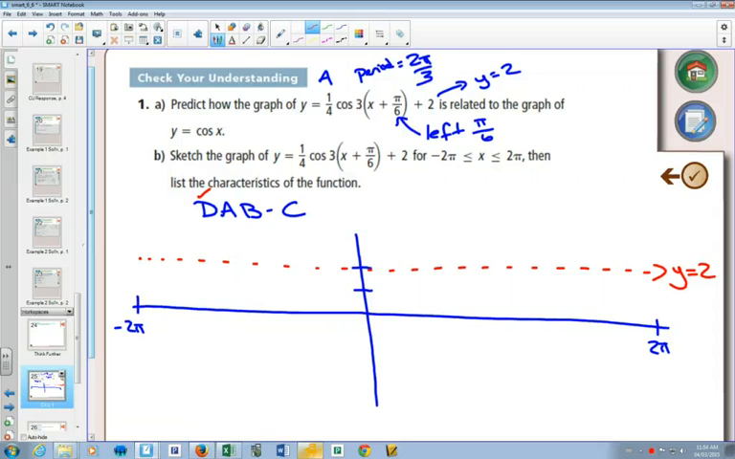The next thing, A, is your amplitude. Our amplitude is 1/4, which is 0.25. So that means we are going to go up 1/4. I'm going to estimate that. I'll do it in green. That's not the best estimate, but this will go up to 2.25 and down to 1.75. Because I went up 1/4, which is 0.25, and down 1/4, which is 0.25. That will be my maximum and minimum values.